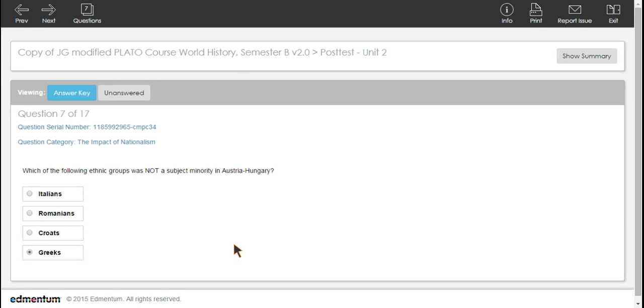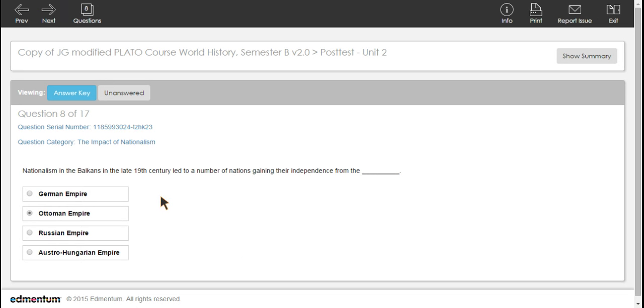Which of the following ethnic groups was not a subject minority in Austria-Hungary? Italians, Romanians, Croats, or Greeks? Correct answer is Greeks. Nationalism in the Balkans in the late 19th century led to a number of nations gaining their independence from the German Empire, Ottoman Empire, Russian Empire, or Austro-Hungarian Empire. Correct answer is Ottoman Empire.